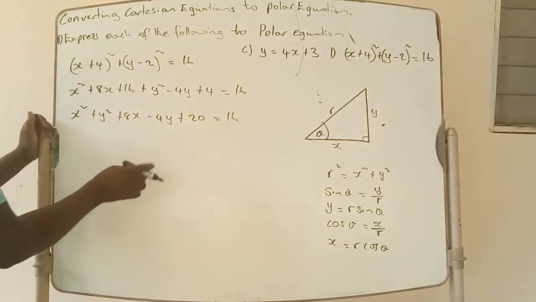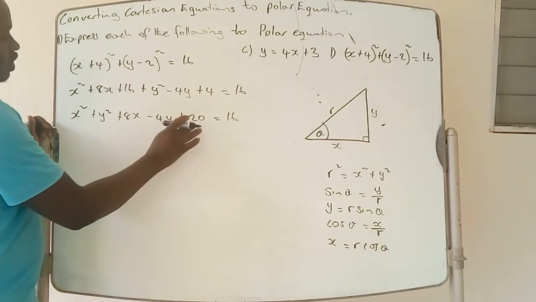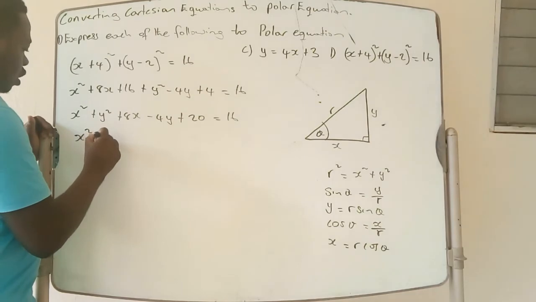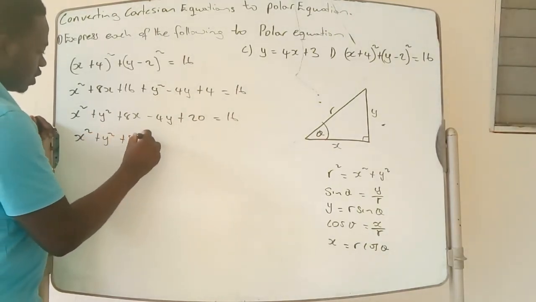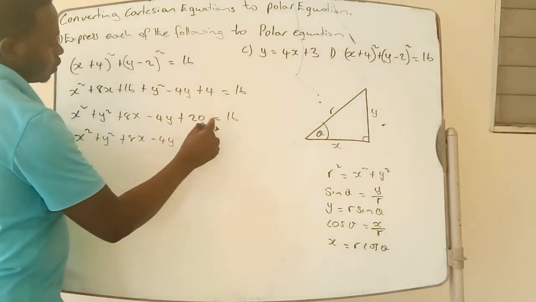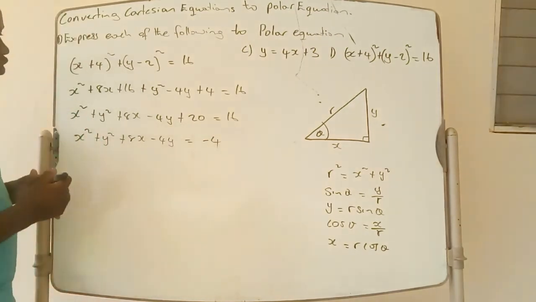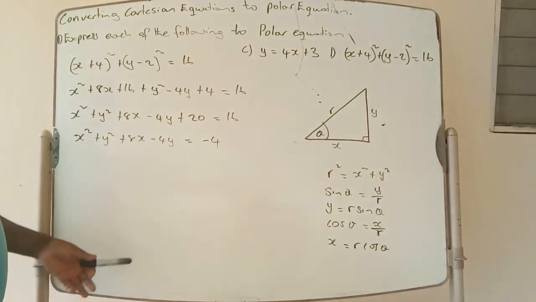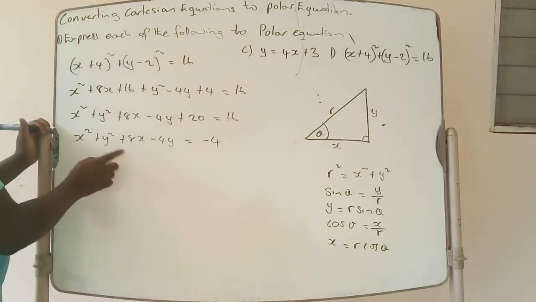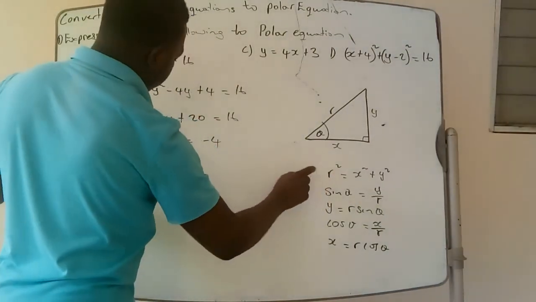Alright? Now what I'm going to do, I'm going to subtract 20 from both sides. So if I subtract 20 from this side, what I'm left with is just x² + y² + 8x − 4y is equal to 16 minus 20, which is just minus 4. Because you have to subtract 20 from both sides, right? Now, all you need to do is to just get rid of the x and the y. What is x squared plus y squared? x² + y² is just equal to r².